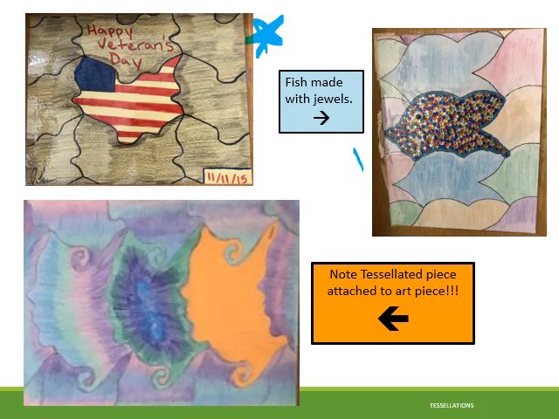Somebody else wasn't sure what to do with their shape. They didn't know what it looked like. And then I guess they decided that it looked kind of like a fish. So they tessellated it all over the page. And then this fish right here, they covered in jewels. And so it's a really pretty one. And then I like this one over here to the left, just because they attached their tessellated piece, and I like tie-dye stuff because my daughter loves tie-dye.